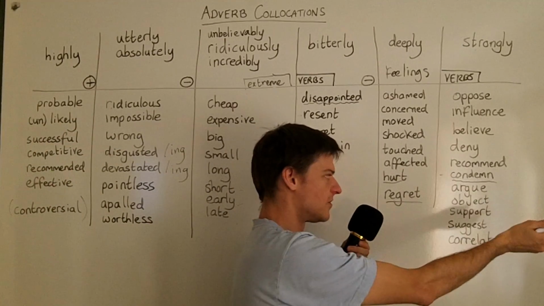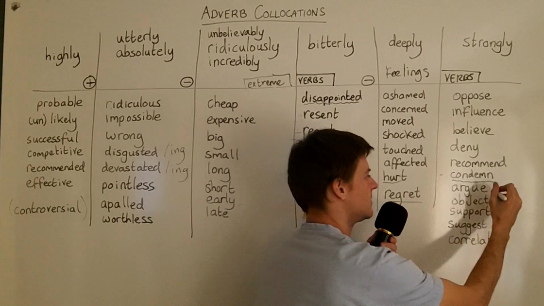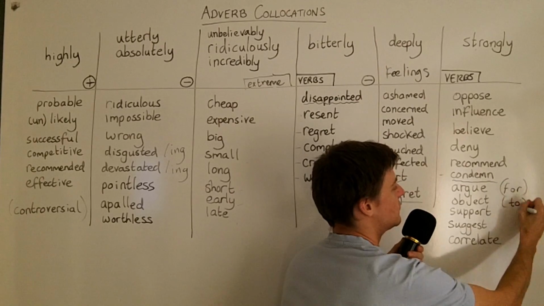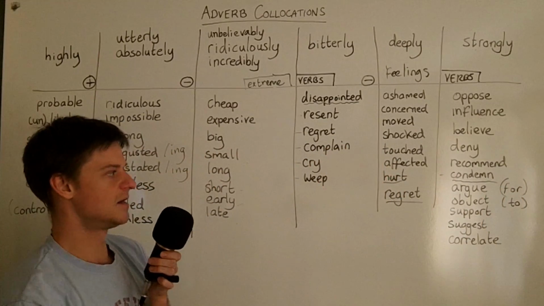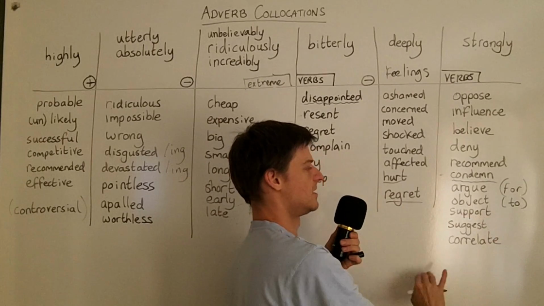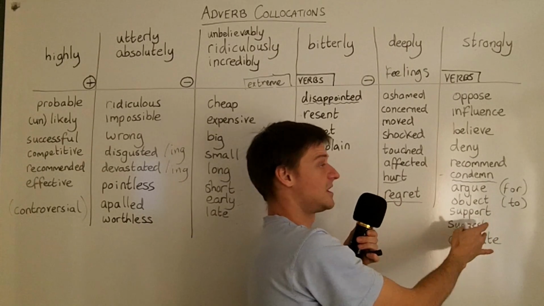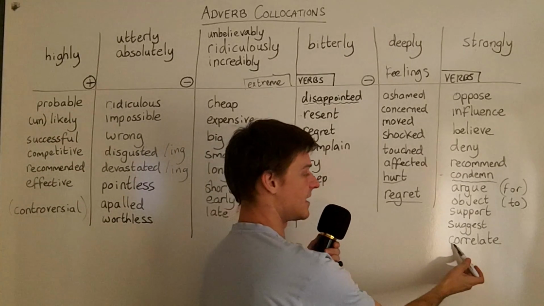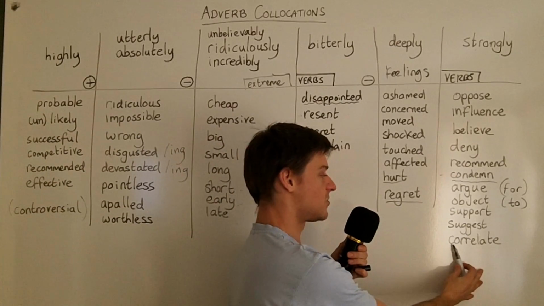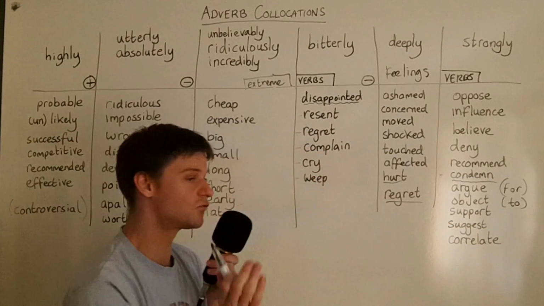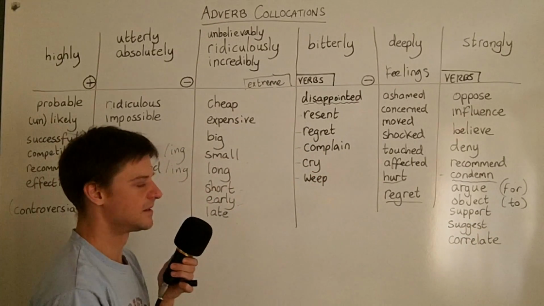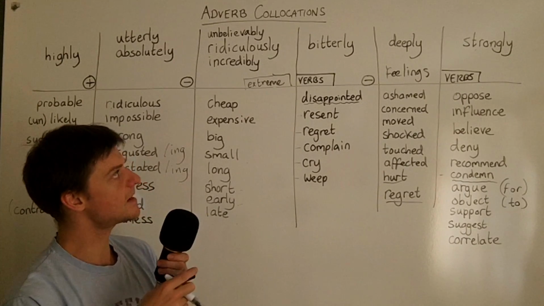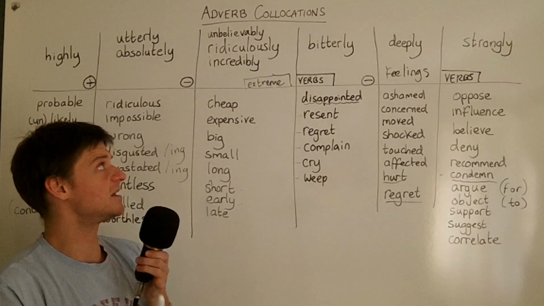Strongly argue for something. Strongly, let's put some prepositions here just to remind you. Argue for something, strongly object to something, strongly support something. This could strongly suggest something. And when you're describing graphs or something like that, you can say that axis A correlates to axis B. It strongly correlates to axis B. Okay, so you can talk about strong correlations, strongly correlating. Okay, I hope that is clear.